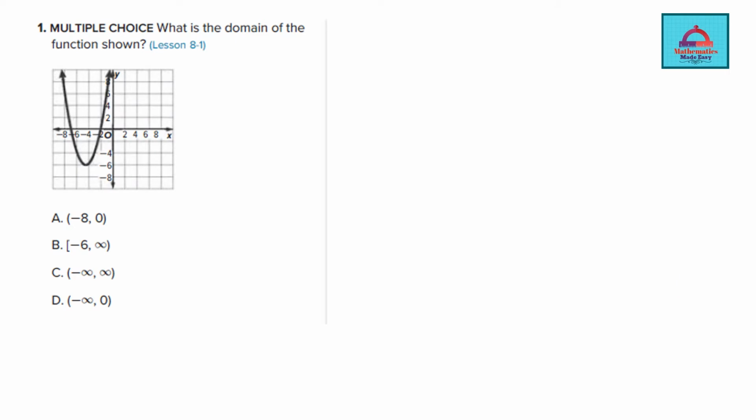Okay, let's solve this first question. It's a multiple choice question. There are 4 options A, B, C, D. You need to choose the correct one. So you need to find for this question the domain of the function whose graph is given to you here. So as you see from the graph, it's a U-shaped parabola. So let's find its domain.